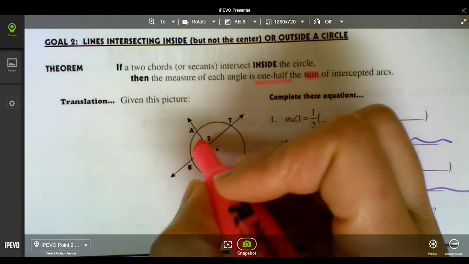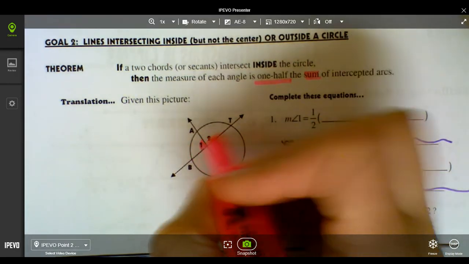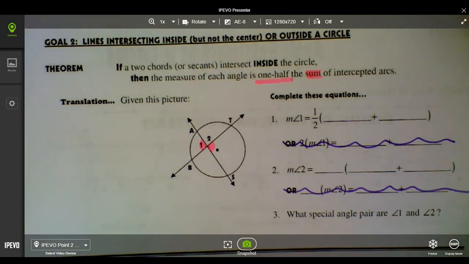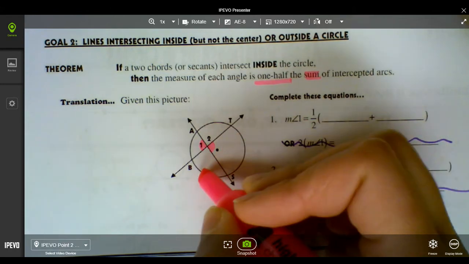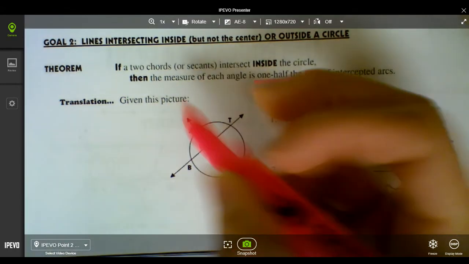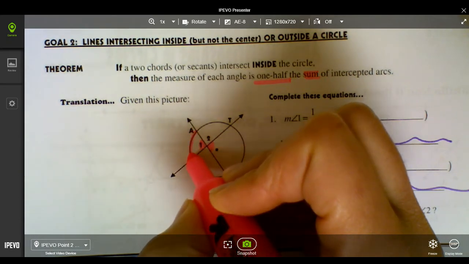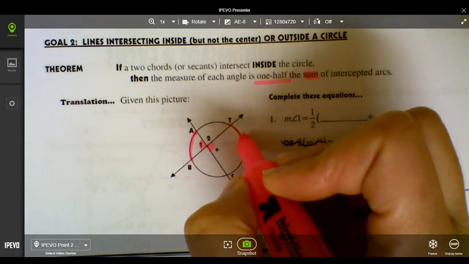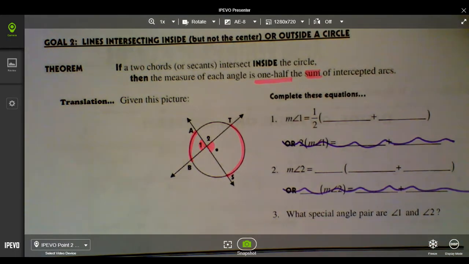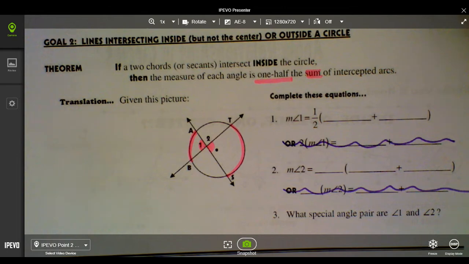You'll notice that angle 1 and this angle that's not marked over here are vertical angles. Since they're not intersecting through the center or outside like they were before, you want to take the sum of the intercepted arcs of both of them, both its angle and the vertical angle, and that's why you're cutting them in half, essentially, because they're both sharing that measure.